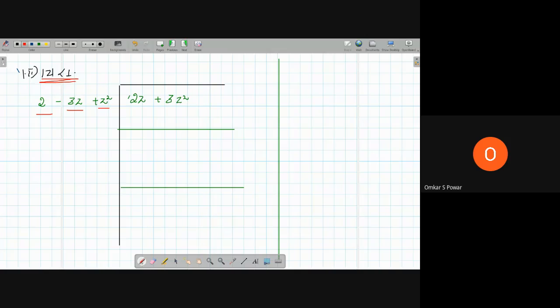What do you have to multiply here? It is z. Z into 2 is 2z. Z into minus 3z is minus 3z square, and z into z square is plus z cube. So then what you have to do?